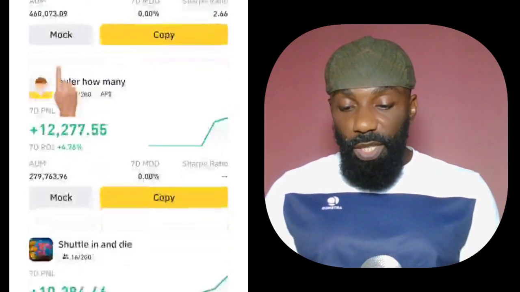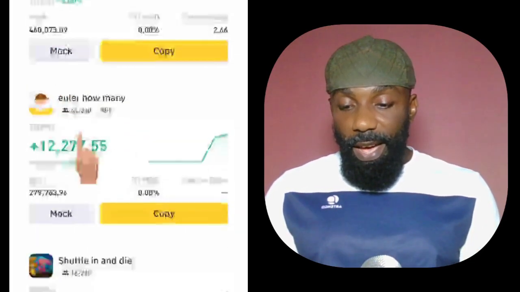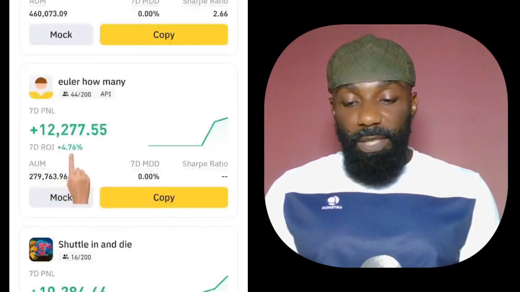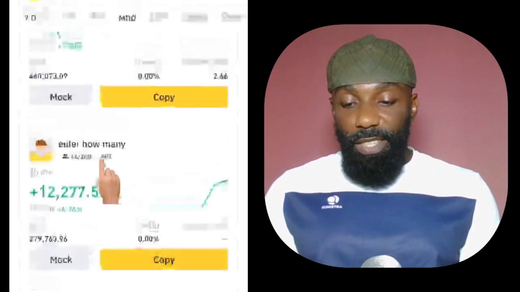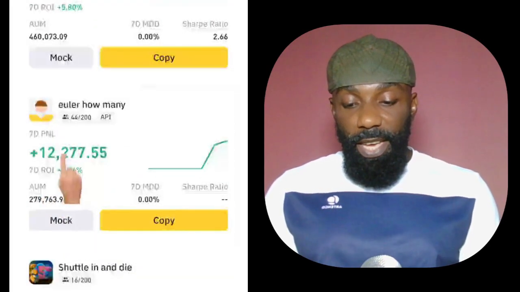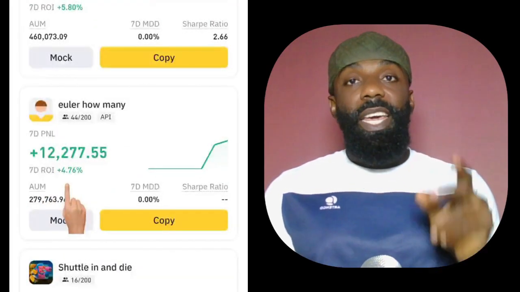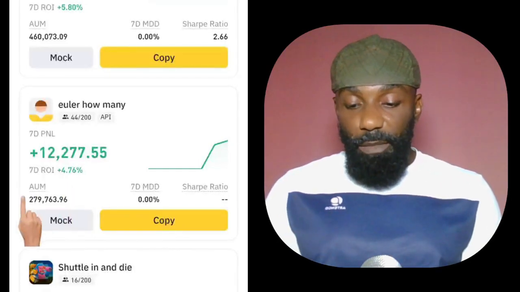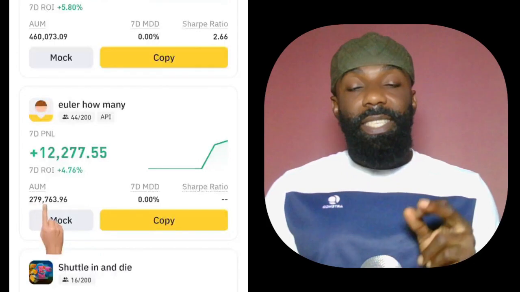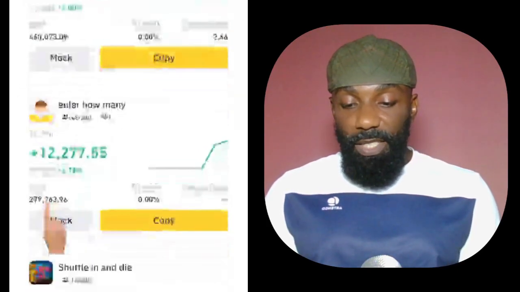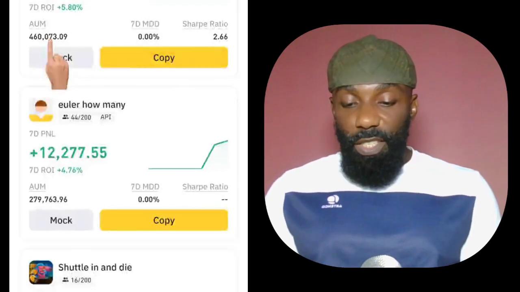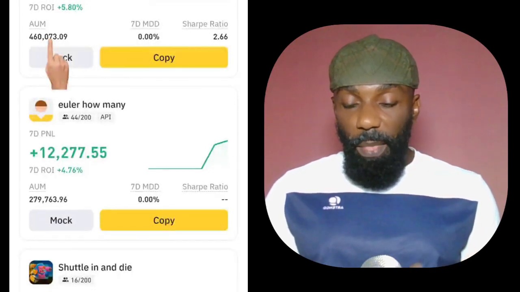Then when you go down here, you look at this other guy, and you check here. You can see this guy has made 4.7% within 7 days, right? And he's also made over $12,000 within 7 days. Then you also have to pay attention to the AUM, which is the assets under management. You can see the guy is managing over $270,000, and this other guy is managing over $460,000. So you can see these two guys are actually doing well, okay?